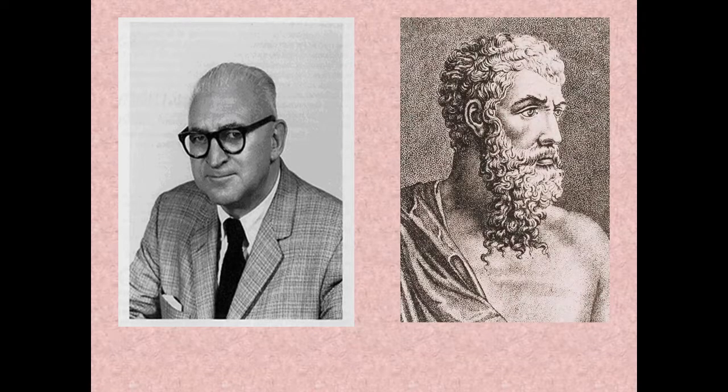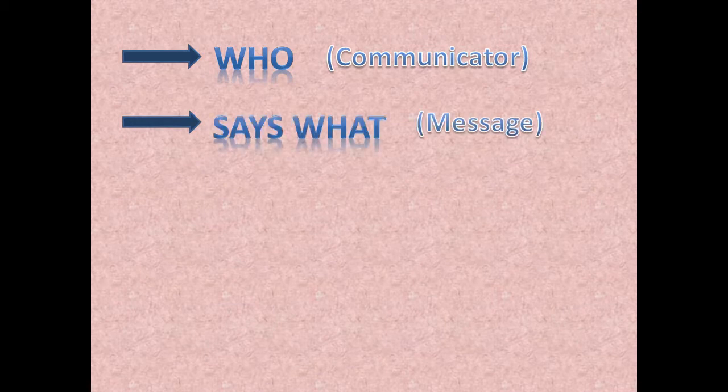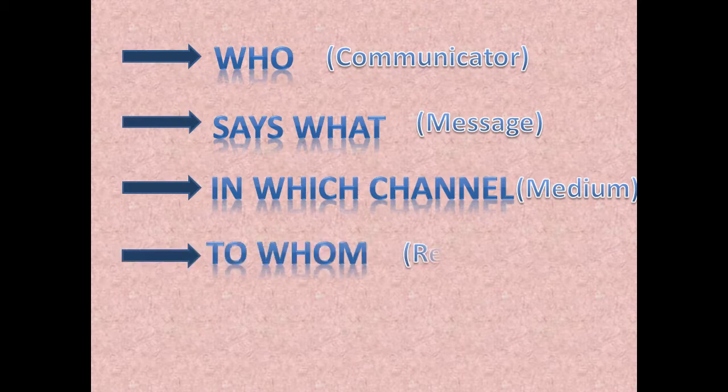In 1948, American sociologist and psychologist Laswell developed his linear model of communication based on Aristotle's model. Laswell's model states that a convenient way to describe an act of communication is to answer five questions. The questions are: who means communicator, says what means message, in which channel means medium, to whom means receiver, and the last one is with what effect.